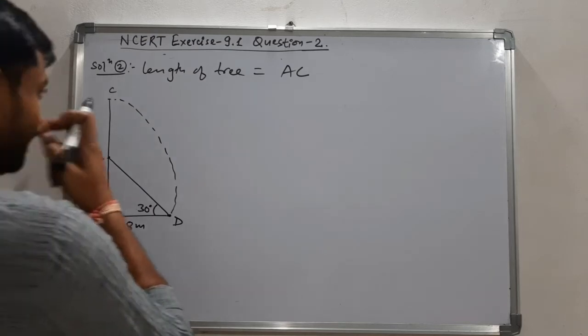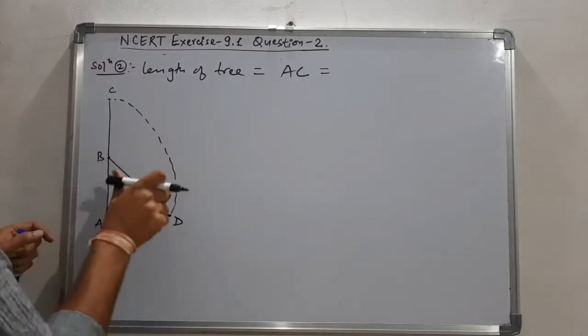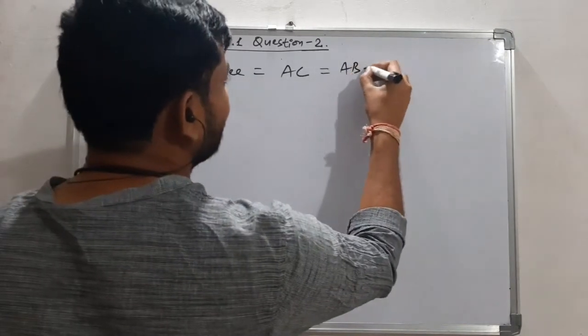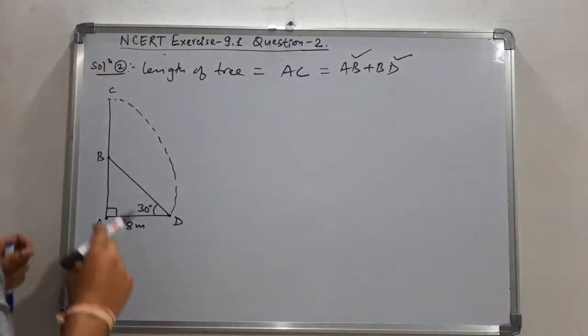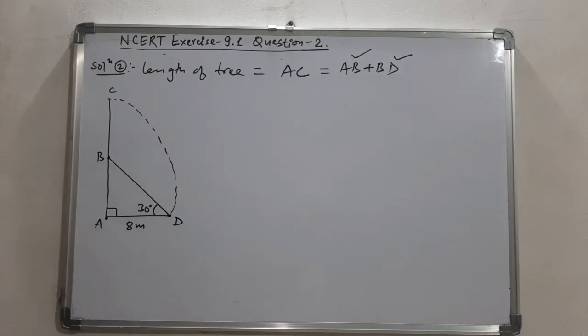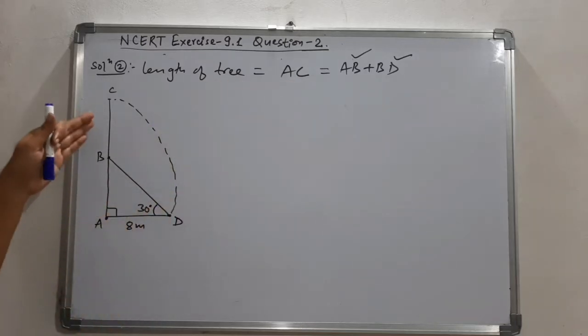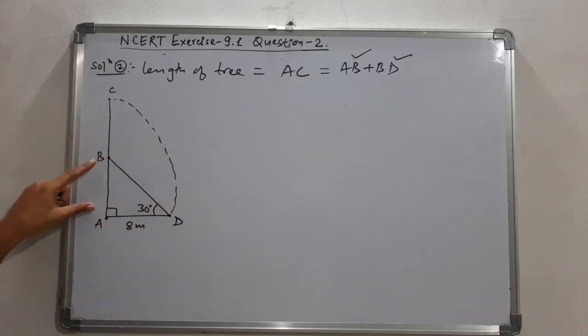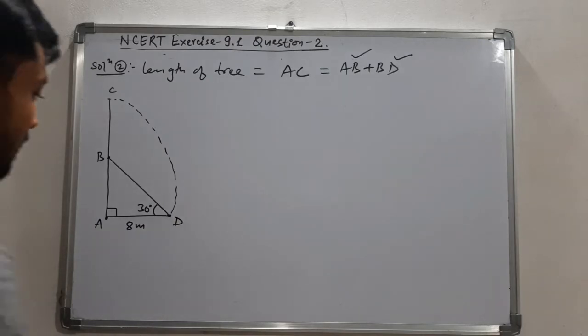What is the total height? The total height here is AB plus BD. If we somehow find out AB and BD, we'll be able to calculate the total height of the tree. The length I am taking as AC is nothing but the height of the tree, and if we are able to calculate the lengths of AB and BD, we will add these two distances to get the original height of the tree. So now let us come to this situation.